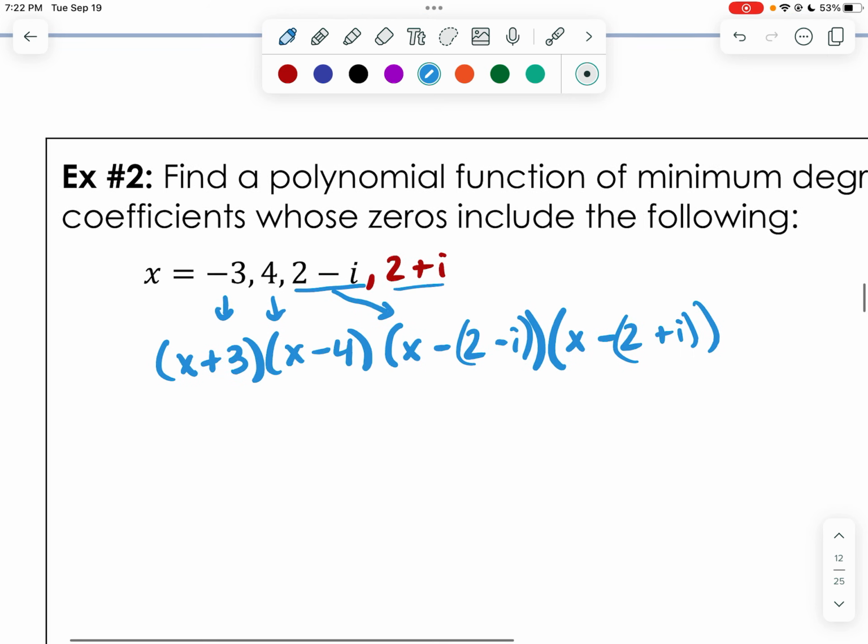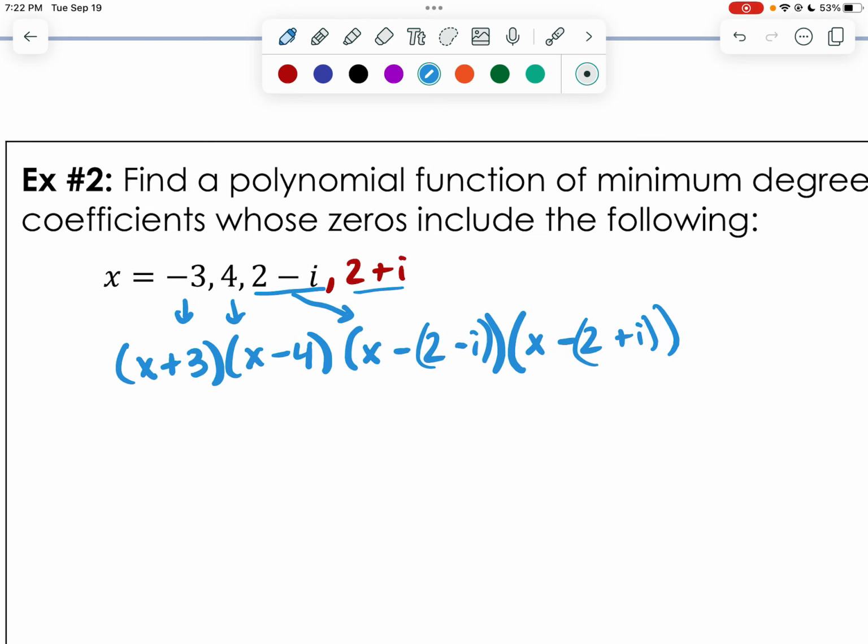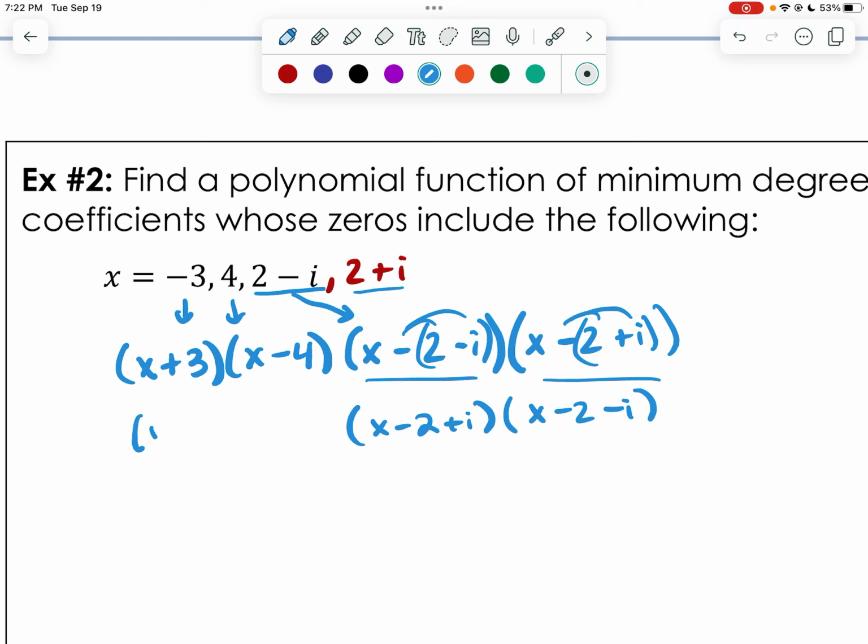Okay, so let's go ahead and multiply these out. I know there's a lot of things here. So maybe let's clean up the last two first. So this would be x minus 2 and then plus i. Okay, and then you also have x minus 2 minus i, because we should distribute the negative signs. Okay, and then we still have x plus 3 and x minus 4. Okay, so now our job is just to multiply all those out. So again, I would probably start with the things with the i's, and hopefully some things will cancel out.